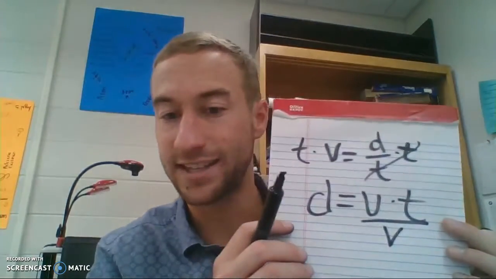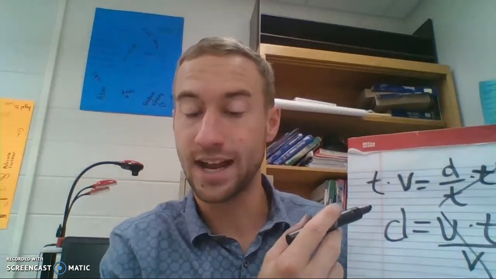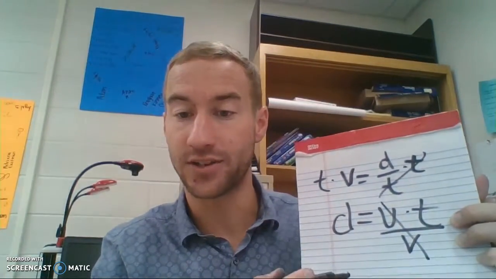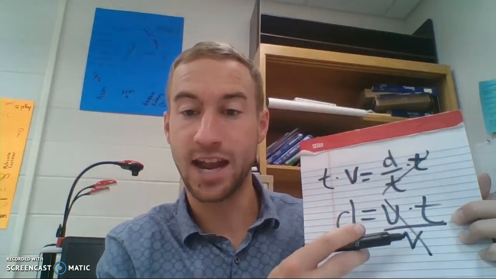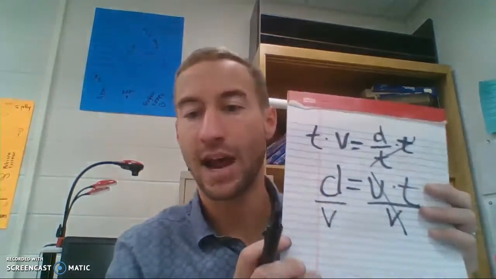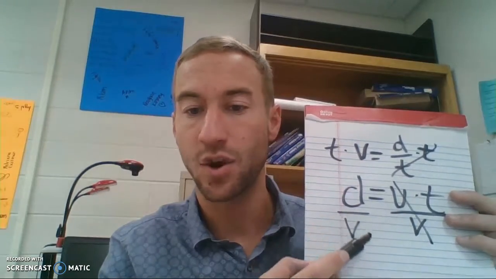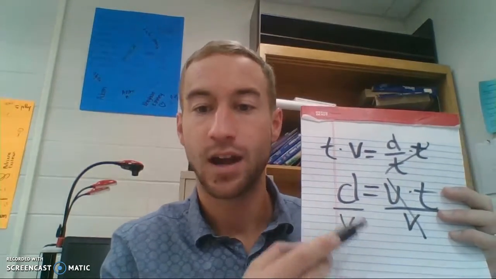So I just divided this side by v, so my v's cancel out. And what I do to one side, I have to do to the other side. So since I divided this side by v, I need to also divide this side by v. Now I have my t, time, is equal to my distance over my velocity. I'm going to go ahead and rewrite that so it's a little cleaner.